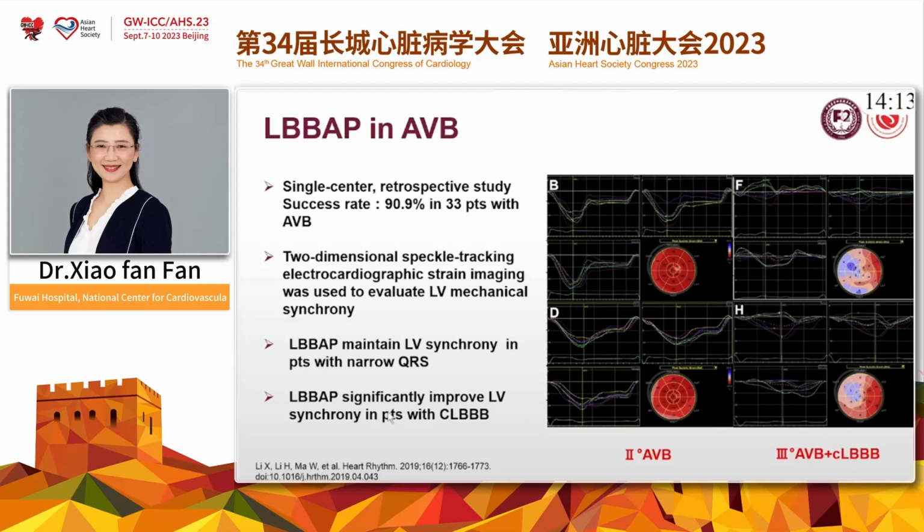However, this study was the first study of LBBAP in patients with AV block. I think at that time, maybe the LBBAP was just LVSP. Now, with practice, in our study and in clinical practice, we found that if we perform successful LBBP, the LV synchrony will be improved more.